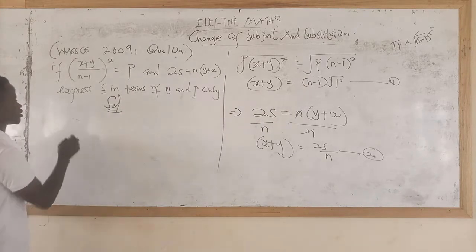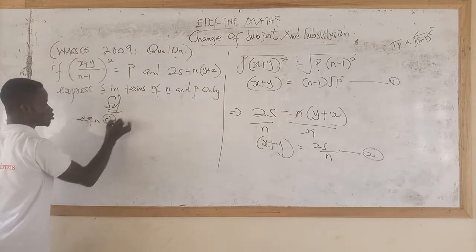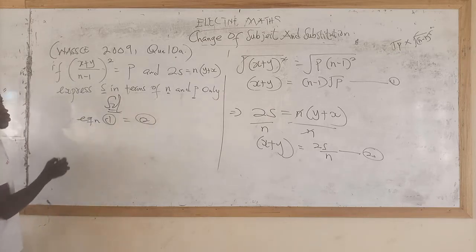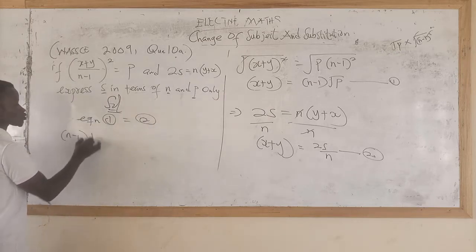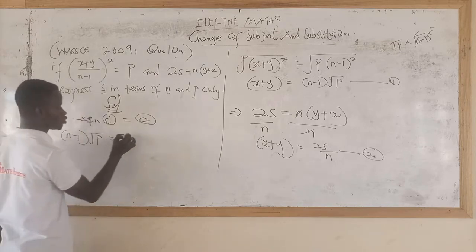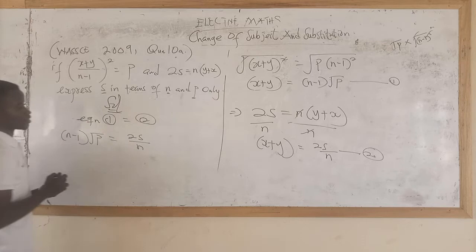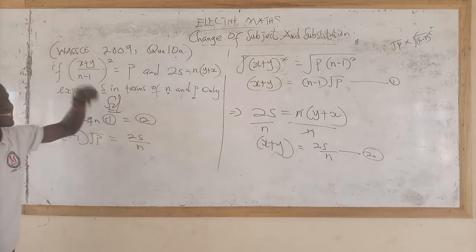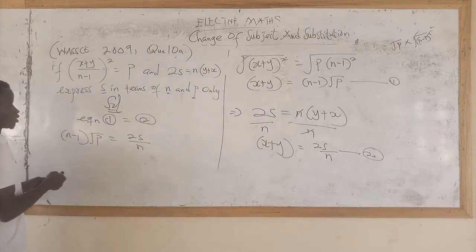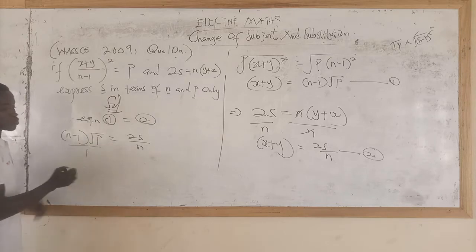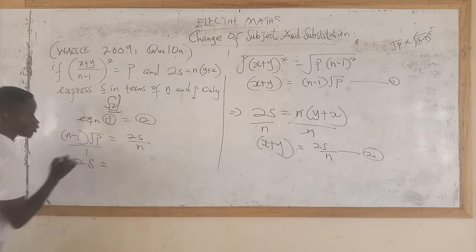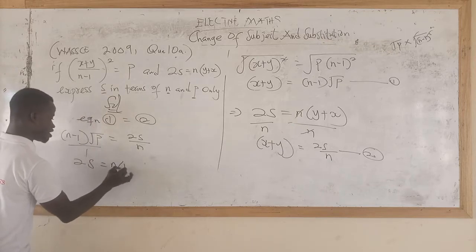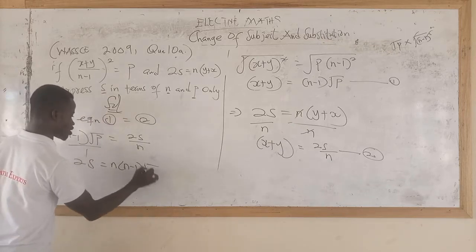So here, equation 1 will be equal to equation 2. So n minus 1 square root of p will be equal to 2s over n. And the focus is to make s the subject because you have to express s in terms of n and p. So here, the whole of this is over 1, so we do cross multiplication. Now this times this gives 2s is equal to this times this, which is n minus 1 square root of p.